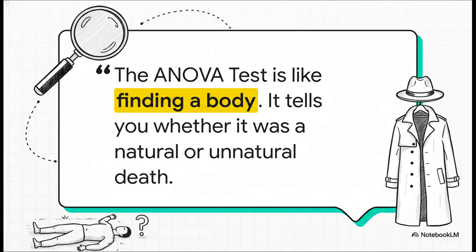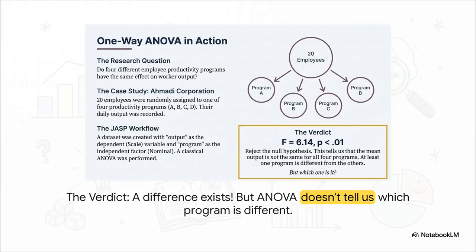And to really get how ANOVA works step by step, we're going to use another amazing analogy from Dr. Bowler, the murder mystery. So think of the main ANOVA test as the very first step of an investigation. It's that moment the detective shows up and finds a body. And the first, most important question is, was this a natural death or was something unnatural going on? So in our case, we're looking at 4 different employee productivity programs. We run the ANOVA test, and it gives us a p-value of less than 0.01. That is our verdict. This was an unnatural death. It tells us there is a significant difference somewhere among these 4 programs.